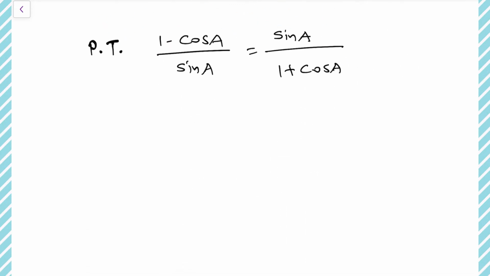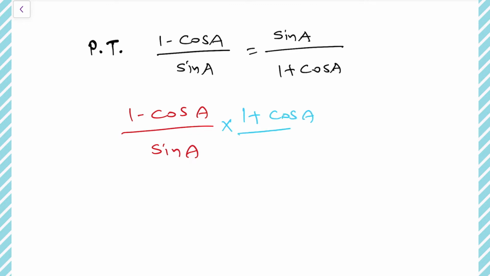Next one, prove that (1 minus cos A) divided by sin A equals sin A divided by (1 plus cos A). So I am taking the left side and I will prove that it is equal to the right side. (1 minus cos A) divided by sin A. In the numerator 1 minus cos A is there, right? I am going to multiply and divide with 1 plus cos A, because in the right side, in the denominator I have 1 plus cos A. So this is the only opportunity we have.